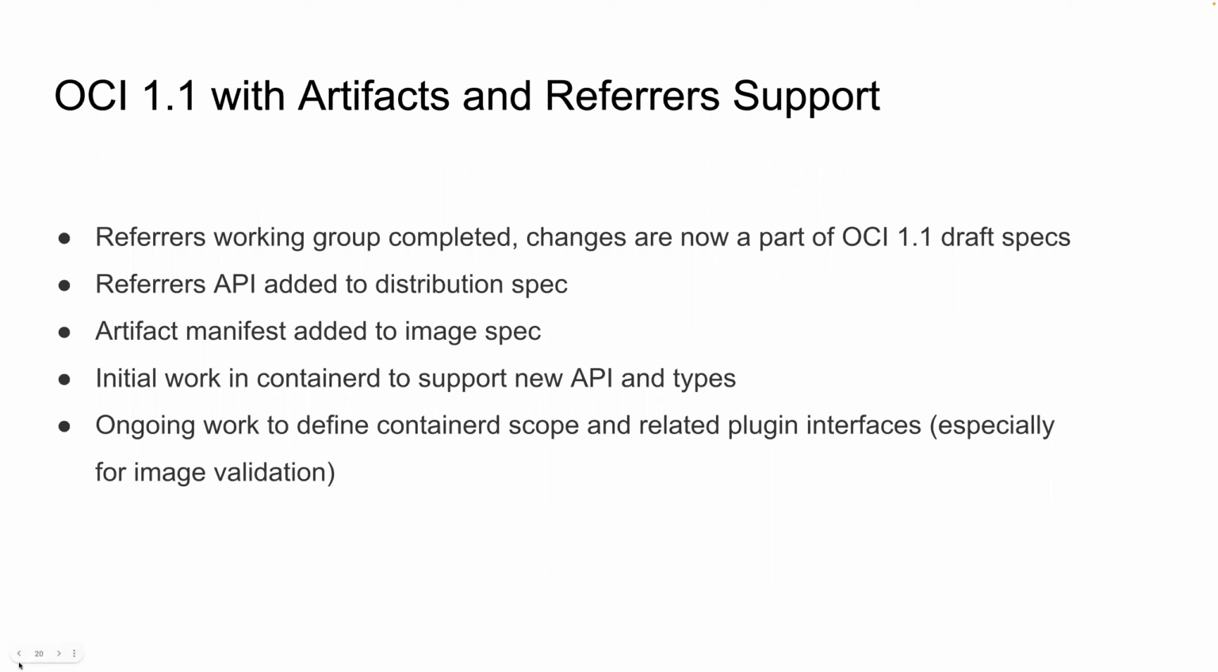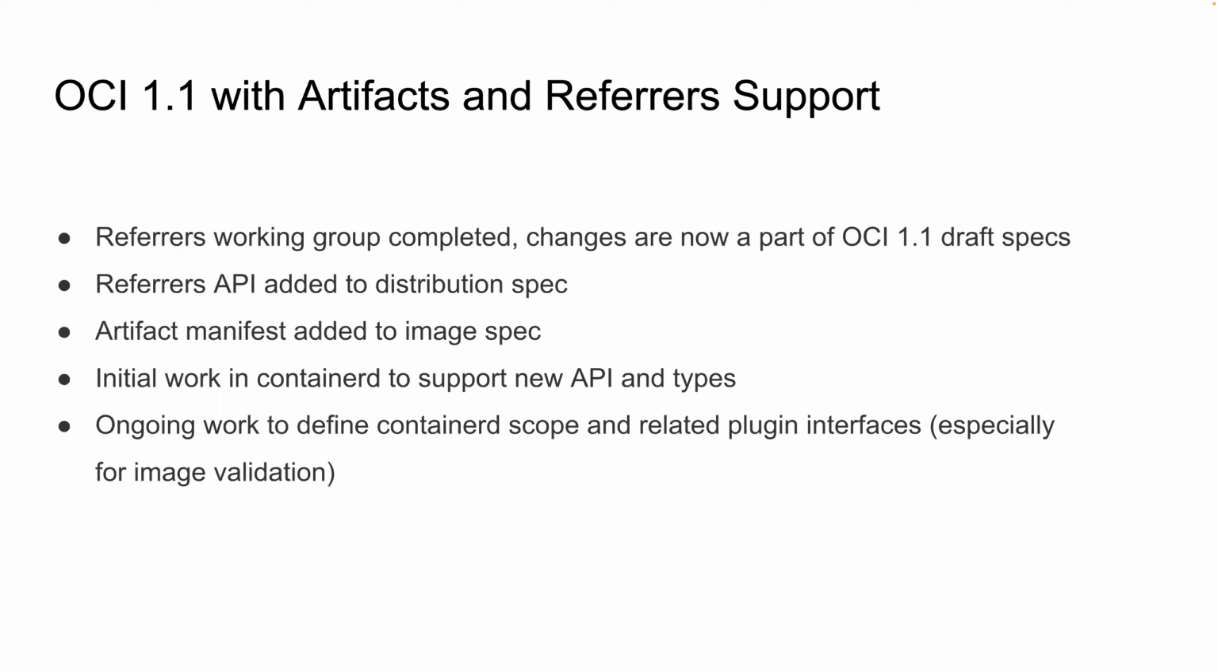There's also this new artifact manifest that was added because signatures and SBOMs aren't images or container images. They look a little differently. So there's a manifest that is designed to make it easier to differentiate these objects and define them.